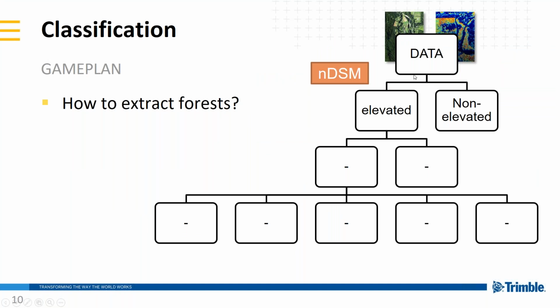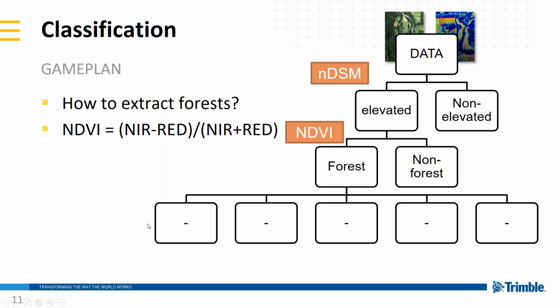So that's the classification hierarchy. We discriminate between non-elevated and elevated based on the NDSM, and we could now, for example, discriminate forests and non-forests based on the NDVI, the normalized difference vegetation index. And we have the formula here, near-infrared. As input data, we have the near-infrared layer, which is really cool if you want to classify vegetation, and the red layer.